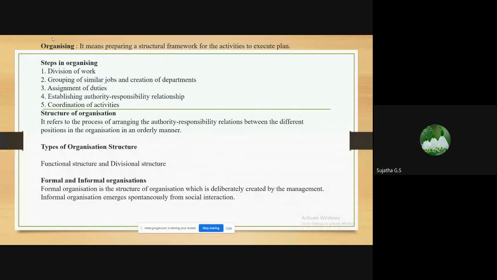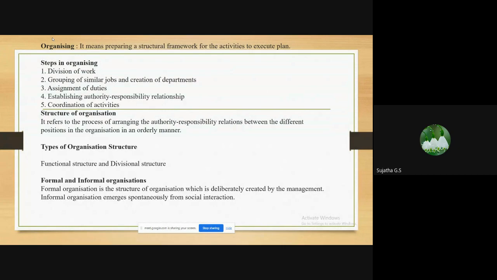Then third is assignment of duties. After dividing the organization into specialized departments, each individual working in different department is assigned a duty matching to his skill and qualification, and he will be given the necessary authority to discharge his duties.